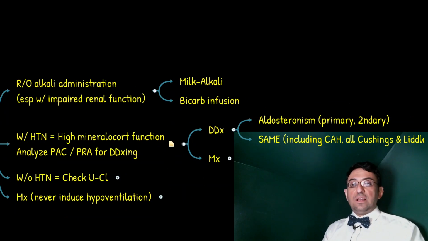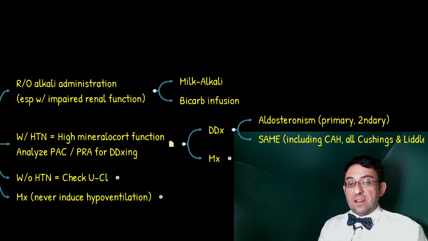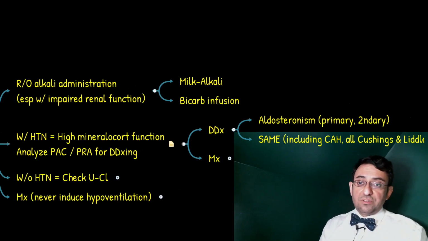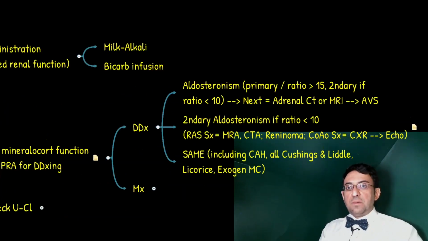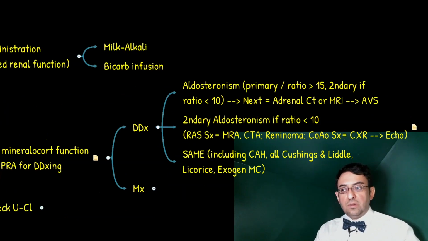Now, the differential is renovascular hypertension, including malignant type hypertension due to renin-producing tumor, renal artery stenosis, or coarctation of the aorta. Next case, a patient with metabolic alkalosis and hypertension with aldosterone to renin ratio of less than 10, has history of headache and nosebleed.